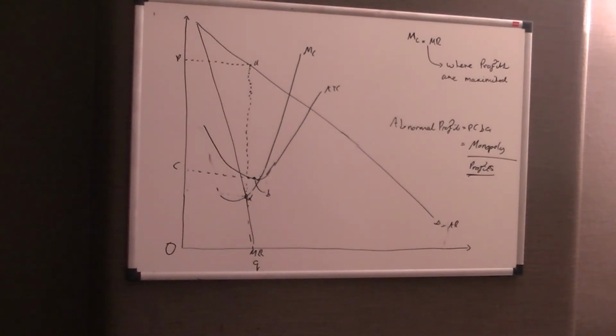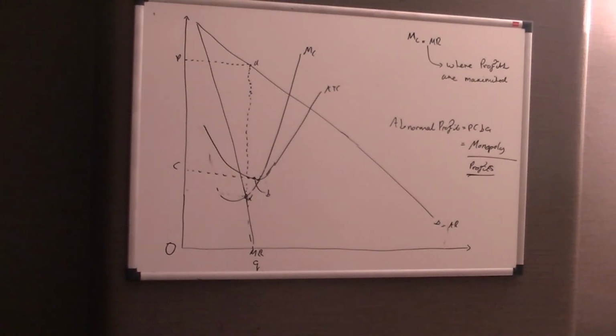And then, what is the difference between normal and abnormal profit? Well, if you remember, normal profit occurs where the price is equal to the average total cost, because we're factoring in the costs of the payment to the entrepreneur. It's enough to keep the business going.